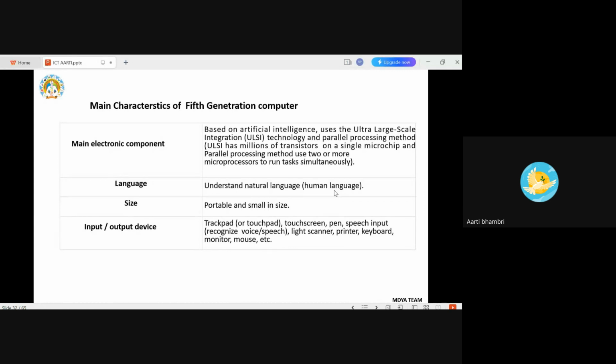When a question comes in that type, the examiner will give options and ask which device is used as both input and output. Then you will have to recognize these things: light scanner, printer, keyboard, monitor, mouse, etc. These are the input and output devices.